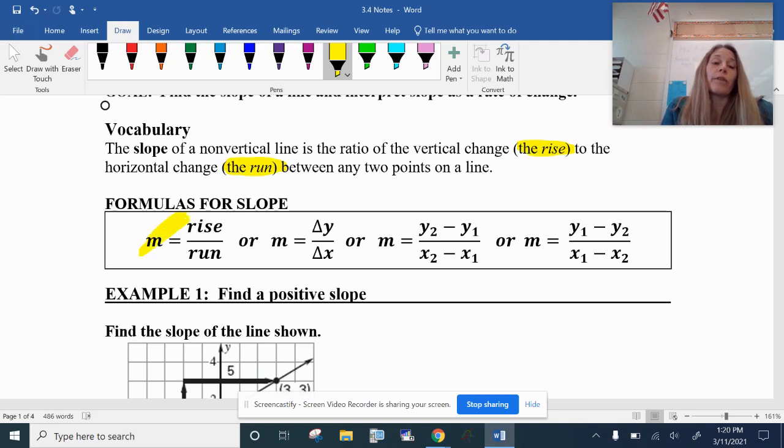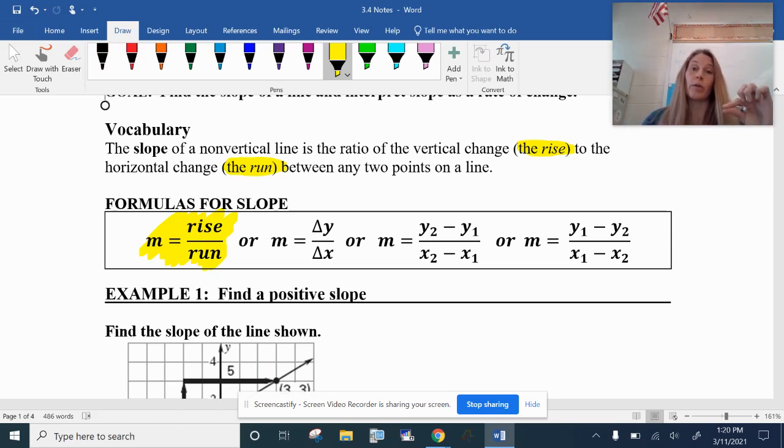Now, we often refer to slope as rise over run because of this, because if we're looking at a coordinate plane, the change vertically, which would be your rise, over the change horizontally, which would be your run, that ratio simplified is our slope. Now, this formula here, delta y over delta x, this little triangle is the Greek letter delta. It basically is telling you the change in y over the change in x.